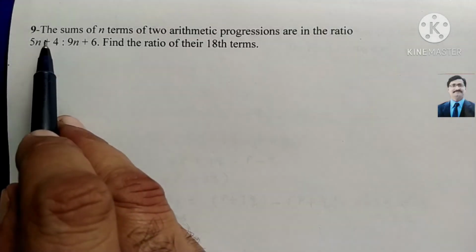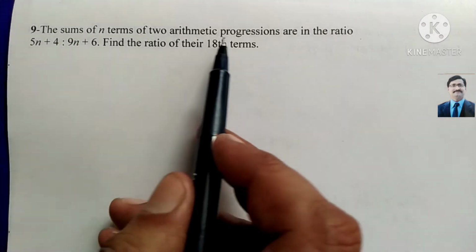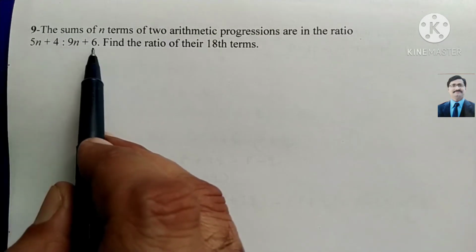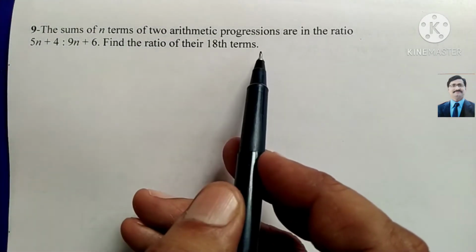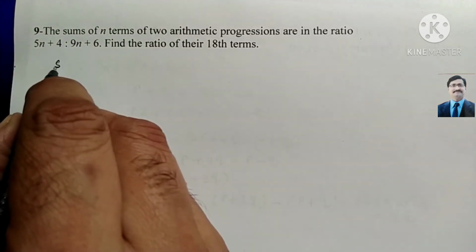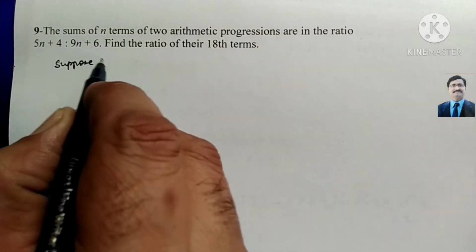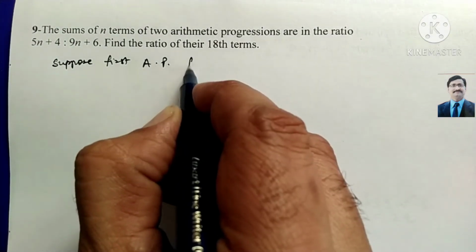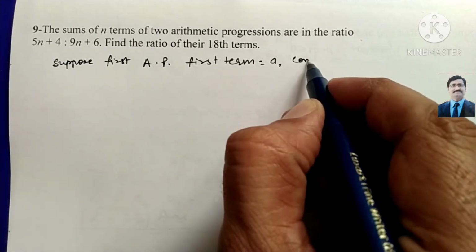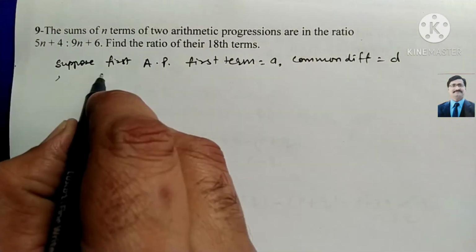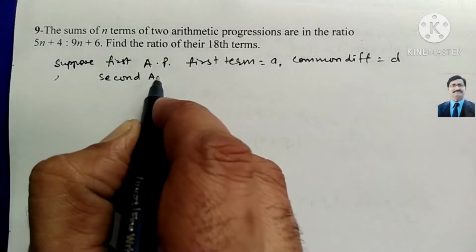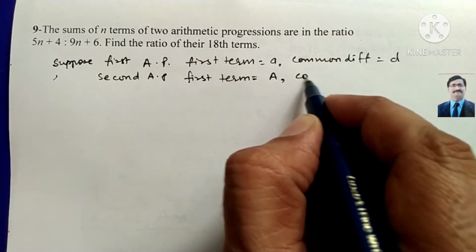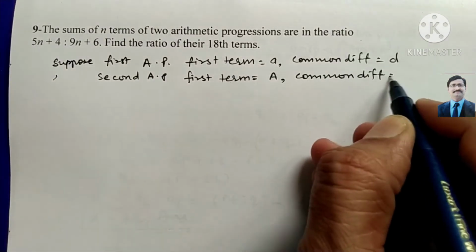Look here, first question: the sums of n terms of two APs are in the ratio 5n plus 4 and 9n plus 6. Find the ratio of their 18th terms. So look here, we will suppose for the first AP, the first term is a and common difference is d, and for the second AP, the first term is capital A and common difference is capital D.